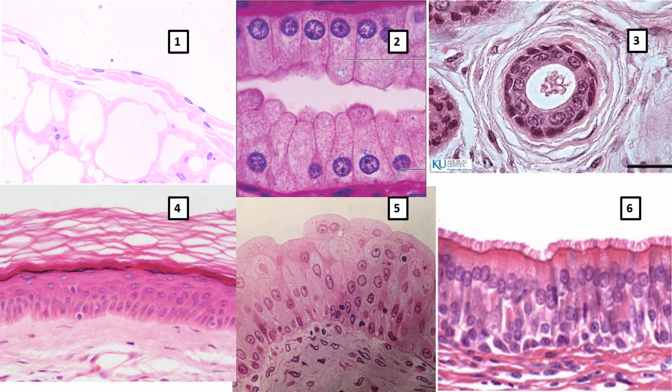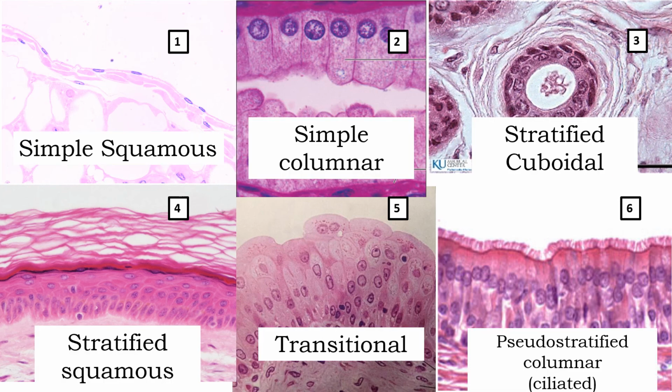Now let's practice what you've learned. Each of these images represents some type of epithelial tissue. Take out a piece of paper and number 1 to 6. Then look at each image and name the epithelial tissue. Pause this video while you work, and after you're done, come back and check your answers, see how you did. These are the correct answers. How'd you do? Did you get them all?